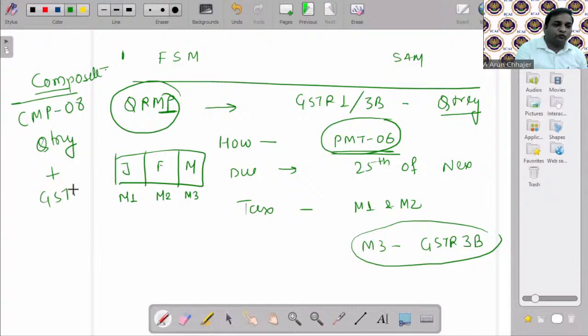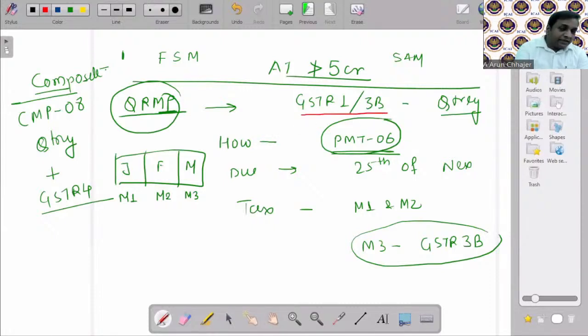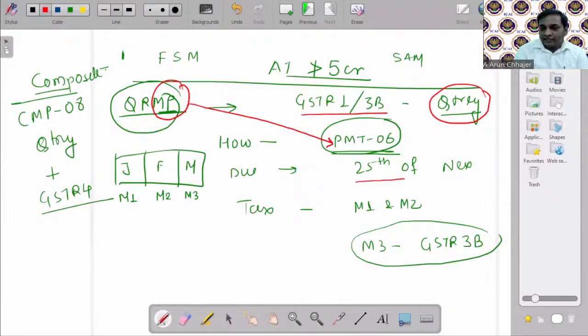GSTR 4. QRMP, if my aggregate turnover does not exceed 5 crore and I have opted QRMP, then my return liability would be on a quarterly basis, but taxes I have to pay monthly. Mode would be PMT 06, due date 25th of next month, and it is month 1 and month 2. Because for month 3 you are filing the GSTR 3B, you need to pay the taxes whatever is due for the third month.